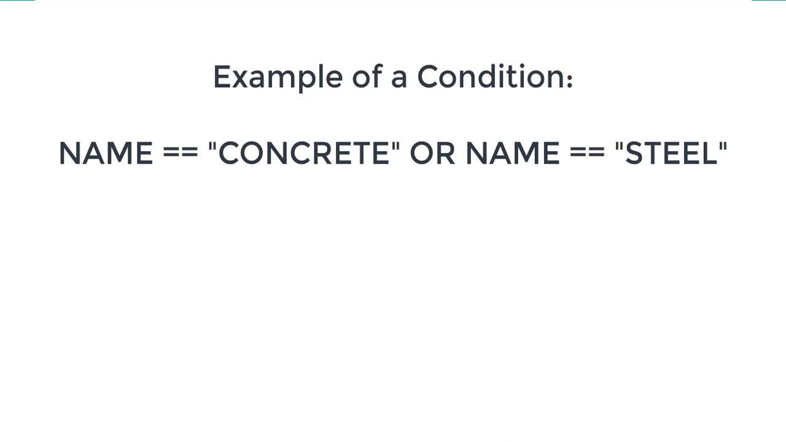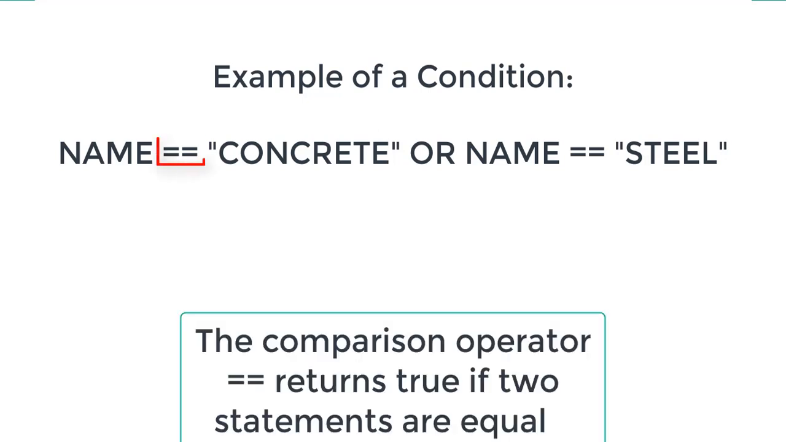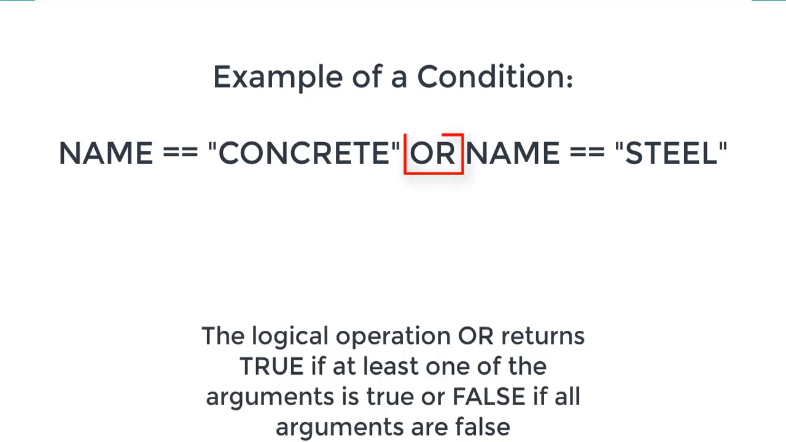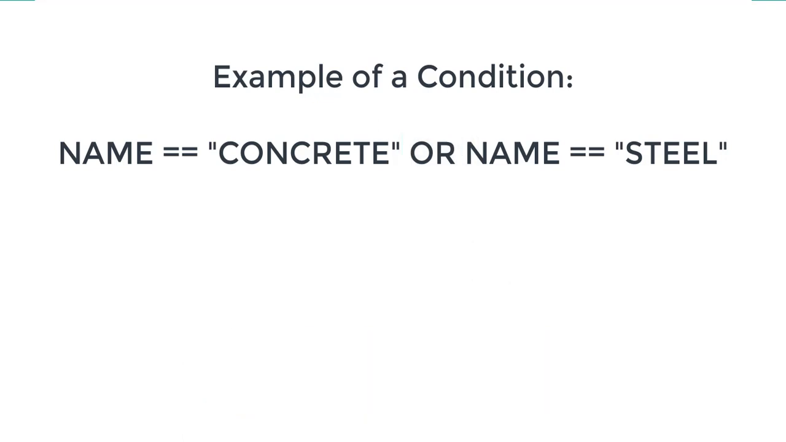This condition will be true if the object name is either concrete or steel. In this condition, the two equal signs are called comparison operators. It returns true if two statements are equal. Both conditions were combined using OR, which is a logical operation. The OR operation returns true if at least one of the arguments is true, or false if all arguments are false. For more information, a list of conditions and logical operations is in the syntax list.